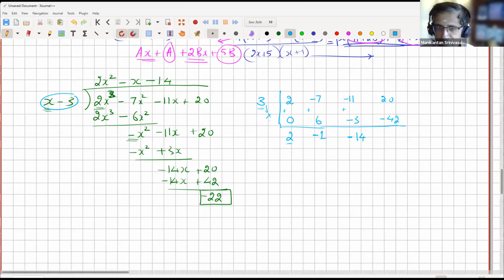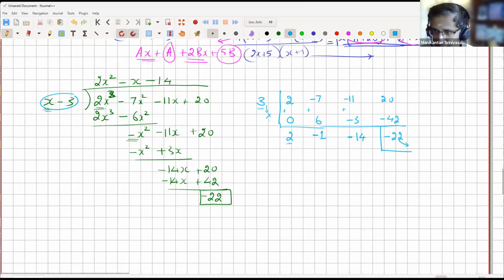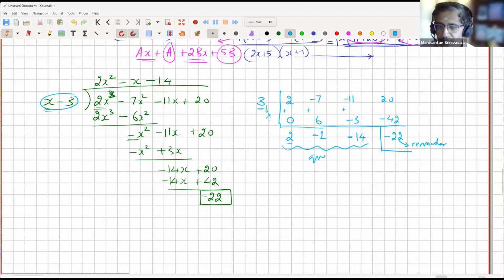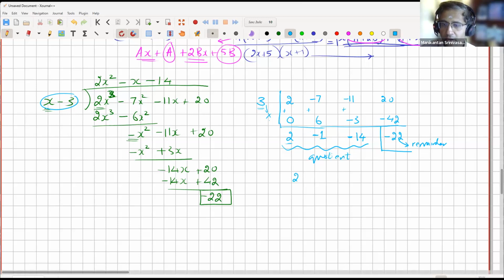But if you're able to see the left side, you're able to recognize these numbers, minus 22, right? So the last one that comes here, that's the remainder. Okay. Now, and this is the quotient. So what do you mean 2, minus 1 and minus 14? Obviously, we'll have to replace with x square, x and 1 constant term.